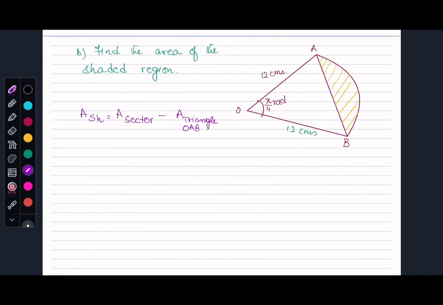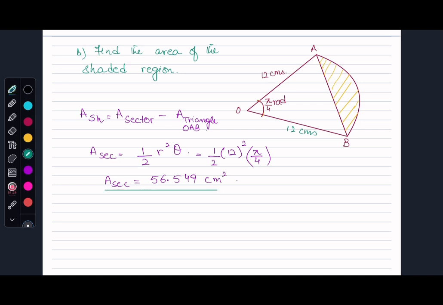So let's find the area of the sector. To find the area of the sector, we know the formula: it should be half r squared theta. Here the radius is 12, so it should be half into 12 squared into theta. In radian mode, theta has to be pi by 4. So this area of the sector then comes out to be 56.549 centimeter square. So this is going to be the area of the sector.